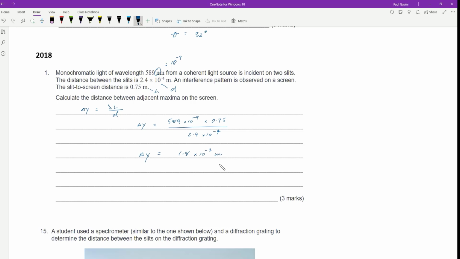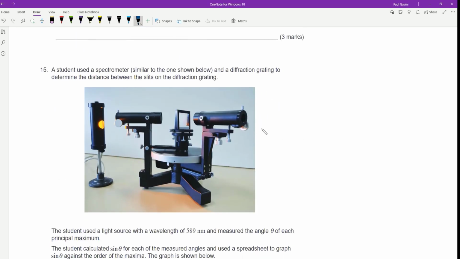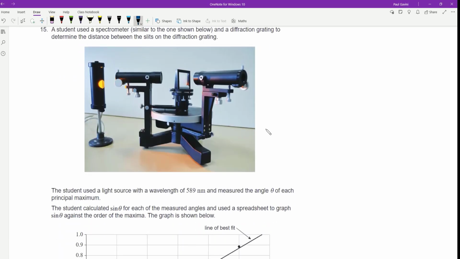Just remember you are looking for a small value, so if you don't get one, go back and fix it up. Students using a spectrometer. Okay, so that's just going to be a very precise way of actually measuring the angle. Diffraction grating, determine the slits on the diffraction grating. So rather than having a delta y value, you're going to have an angle theta.